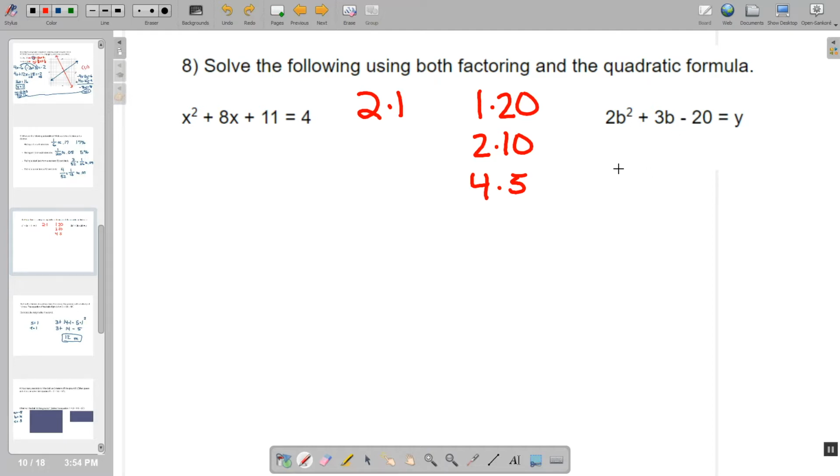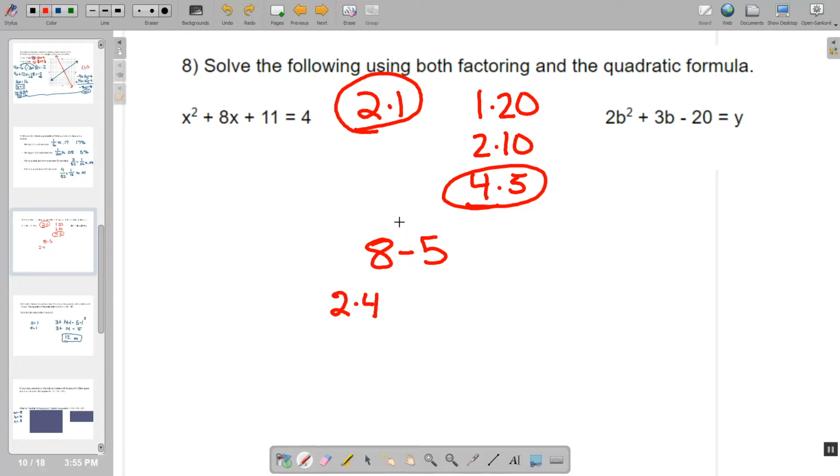So I need to create +3, and I think I see it with these pairs of factors because I want to get 8 minus 5. And I create 8 by doing 2 times 4, and I create 5 from doing 1 times 5. So I have all the information I need to write out my factors.